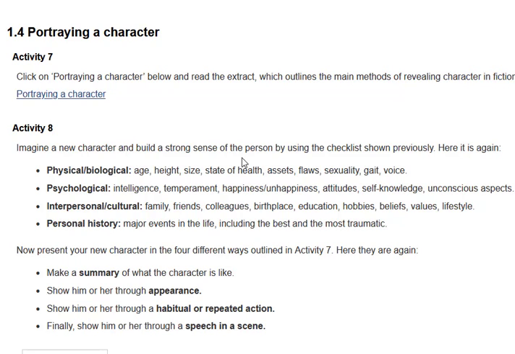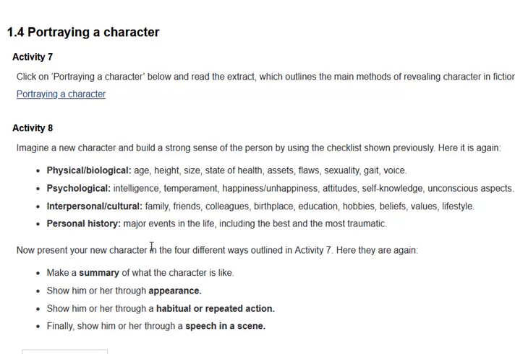Either you write it out as a chart, all of these characteristics, or you do it in your head, or you have all of this written down already in your journal and you just fill in the blanks. Okay? Either way, this is how we create a portrait. We make a summary of what the character is like. We show him or her through appearance. We show him or her through habitual or repeated action.